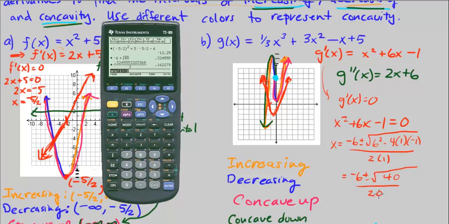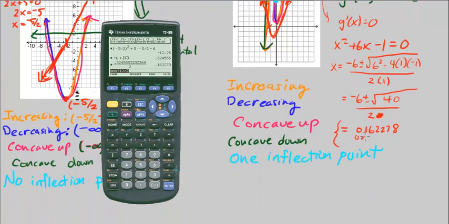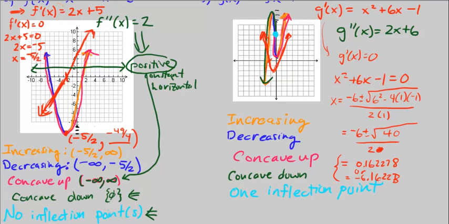Right, this is just a 2. So that's going to give me 0.162278, or if I now did negative 6 minus square root of 40 and then divide by 2, I get negative 6.16228. Okay?